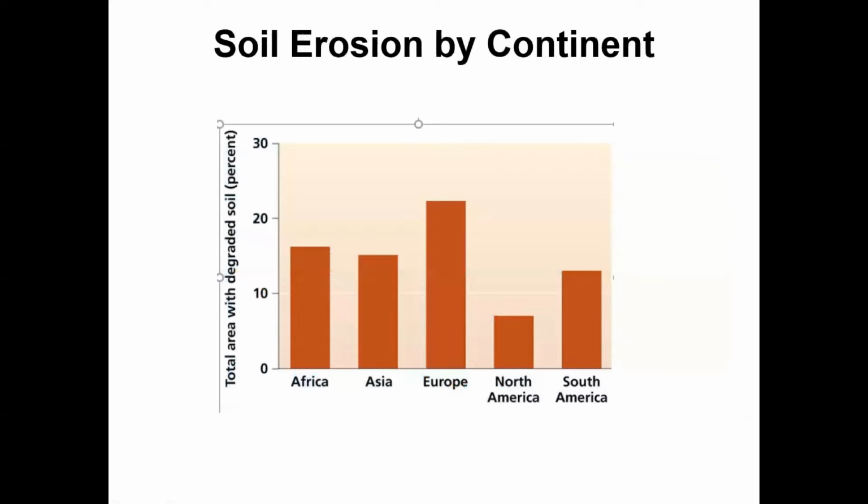Looking at some figures by continent, you have on the y-axis the total area with degraded soil represented by percent, and on the x-axis the different continents. What you can see here is that Europe has a higher erosion rate as compared to other continents such as Africa, Asia, North America, and South America. It's important to note, however, that Europe's land is more degradable because of its long history of intensive agriculture, but Asia's and Africa's soils are becoming eroded very, very quickly.